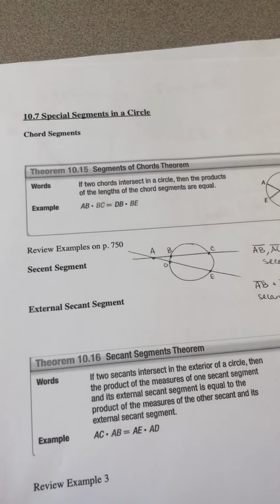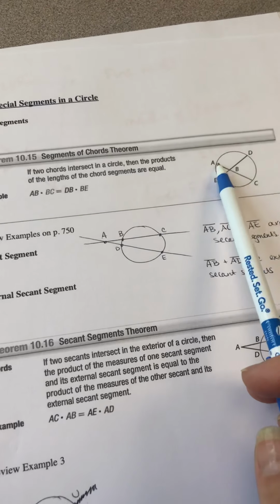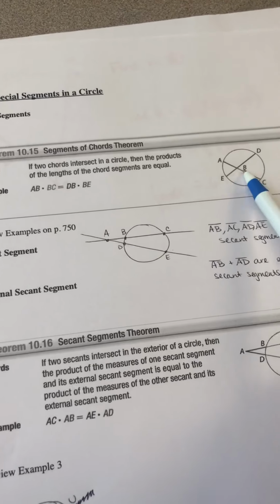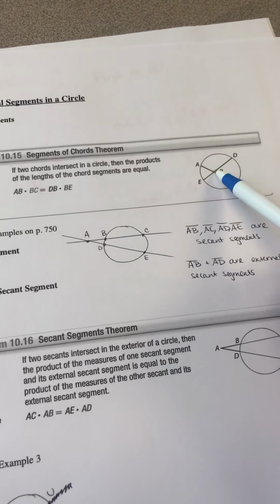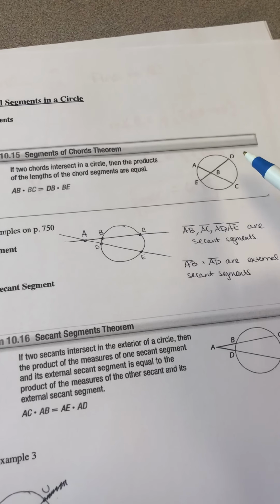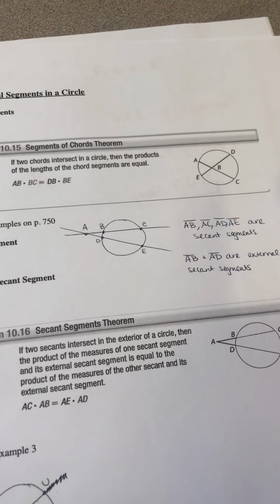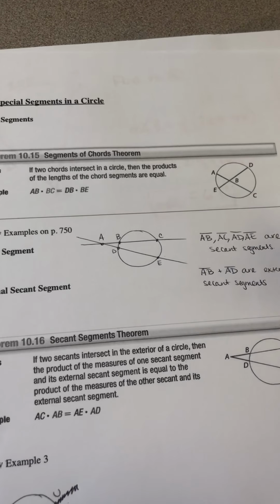But looking at this, we have these things called chord segments, which basically, we have a chord like AC. AB would be an example of a chord segment because it's a segment of a chord, and BC would be a chord segment. But whenever you have chords that intersect at the interior of the circle, the product of AB times BC is equal to EB times BD. So that's a pretty straightforward one.